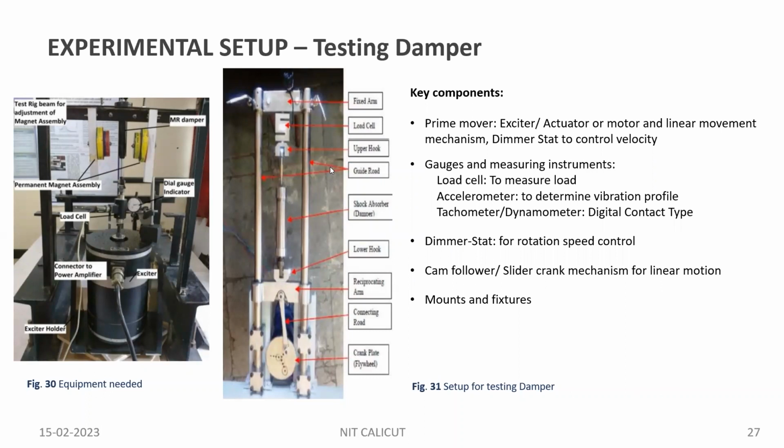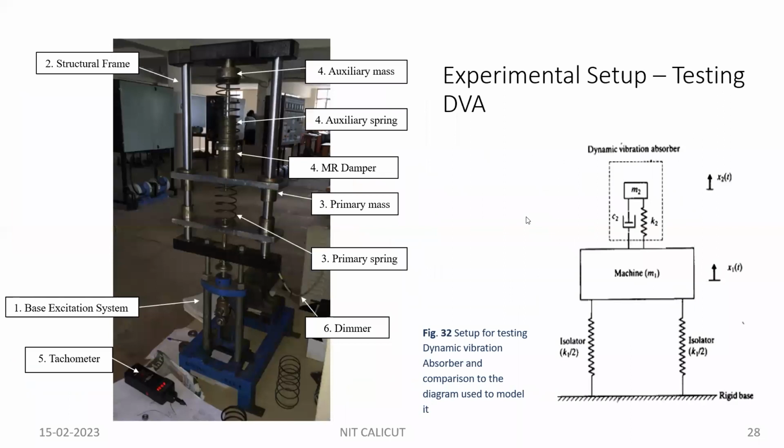This is the setup that we have made. This is the lab setup done by our student for this MR damper, this auxiliary spring, and then this primary mass vibration, primary spring, primary mass and primary spring. This is the primary machine. Primary spring is K1 by 2, K by 2, and this is K1.